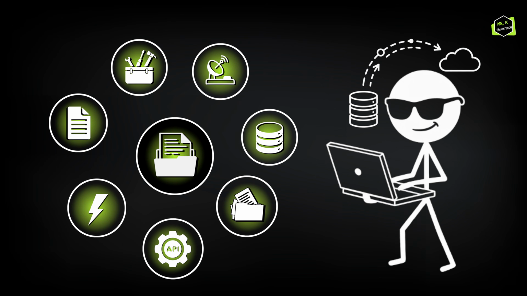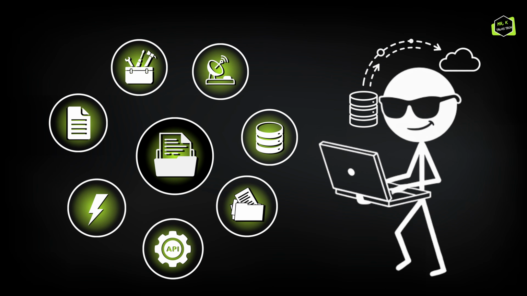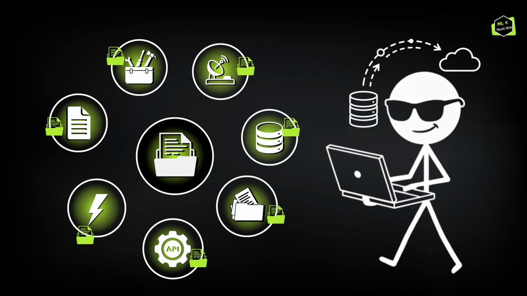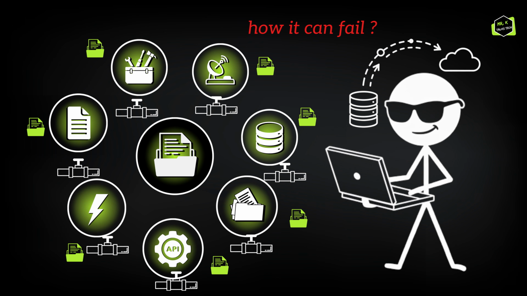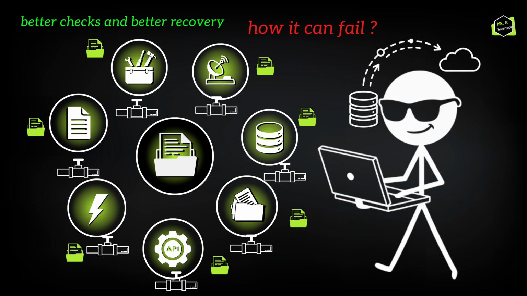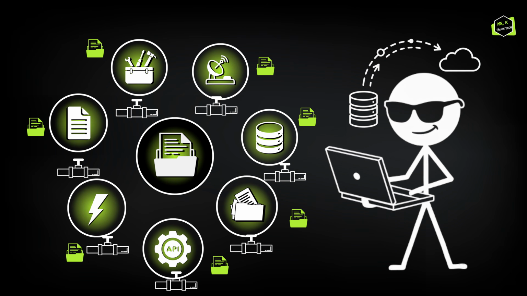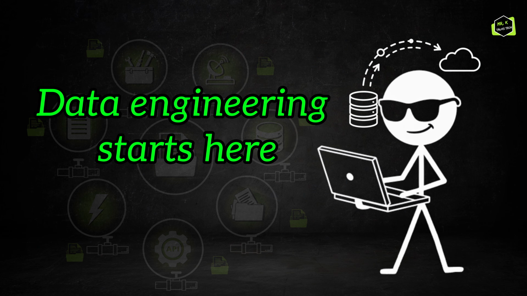This is why understanding the source is one of the most important skills in data engineering. Once you know where the data comes from and how it can fail, you can design better pipelines, better checks, and better recovery. The tools matter, but the source comes first. Data engineering starts here.